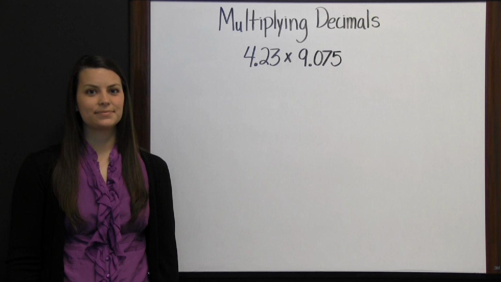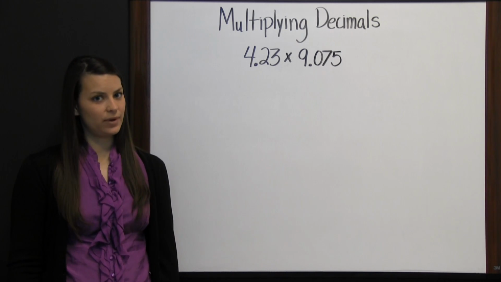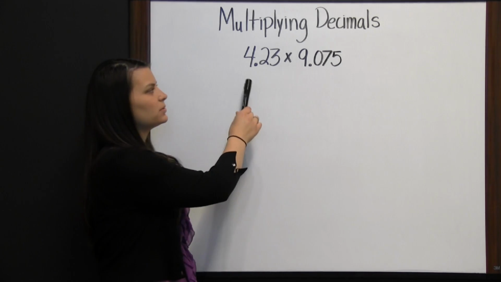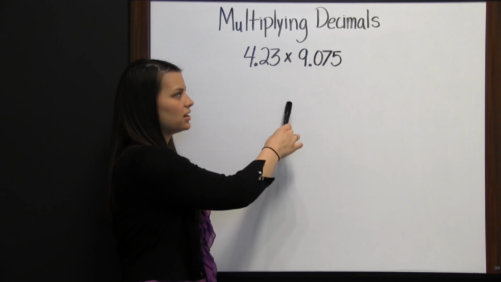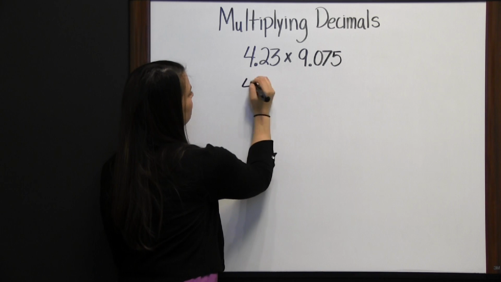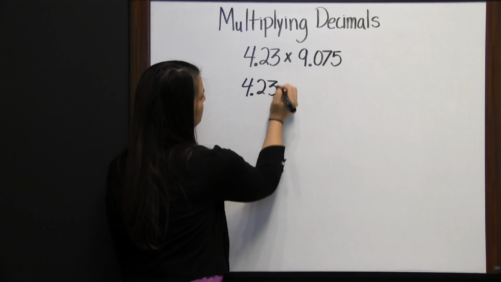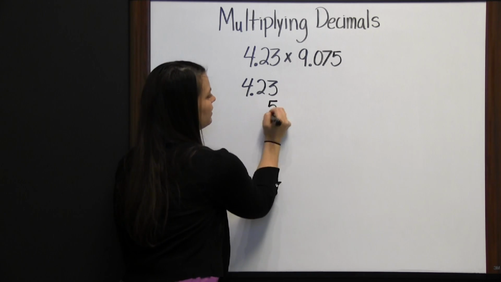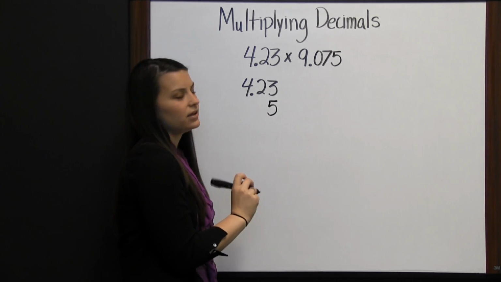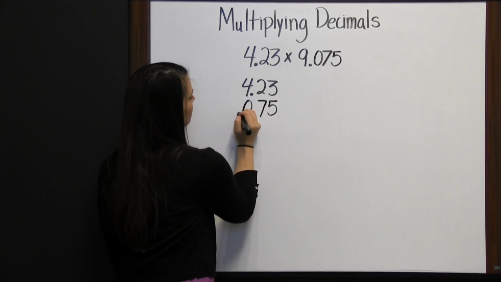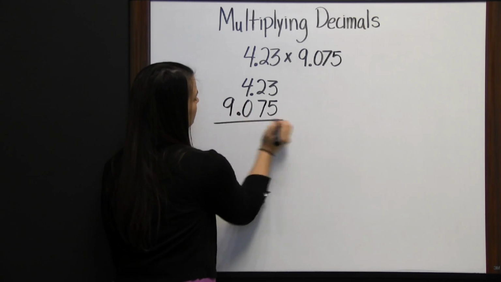Multiplying decimals. When multiplying decimals, instead of lining up the decimal point, we line up the last digits on the right. So if we were multiplying 4 and 23/100ths times 9 and 75,000ths, we'd want to line up our last digits. So 3 is the last digit in 4 and 23/100ths, and 5 is the last digit in 9 and 75,000ths.